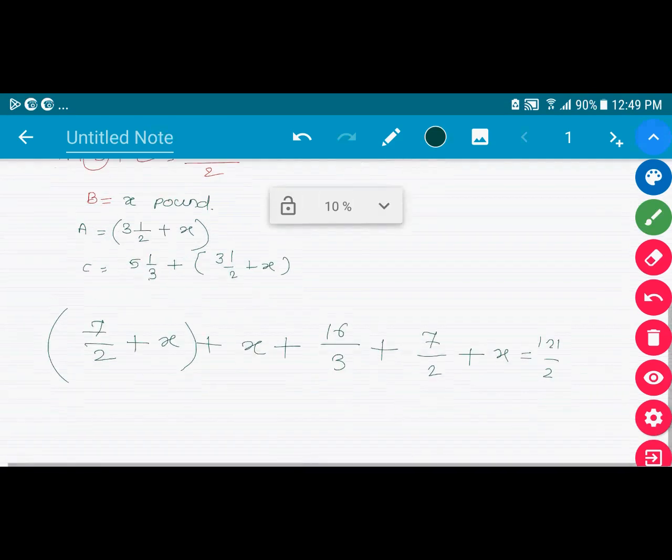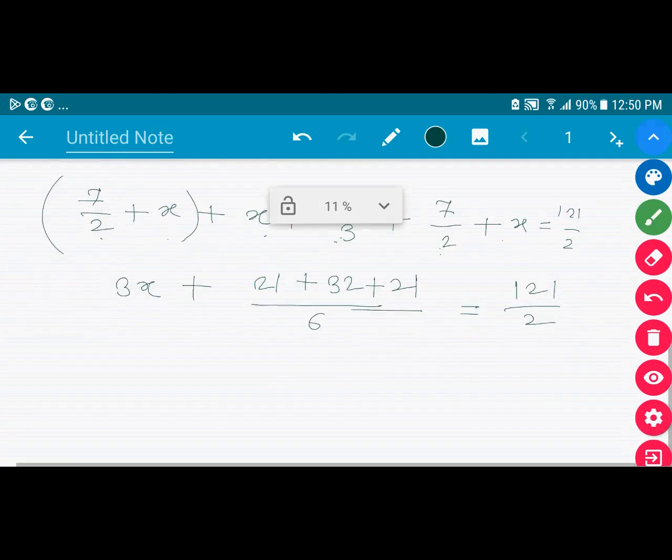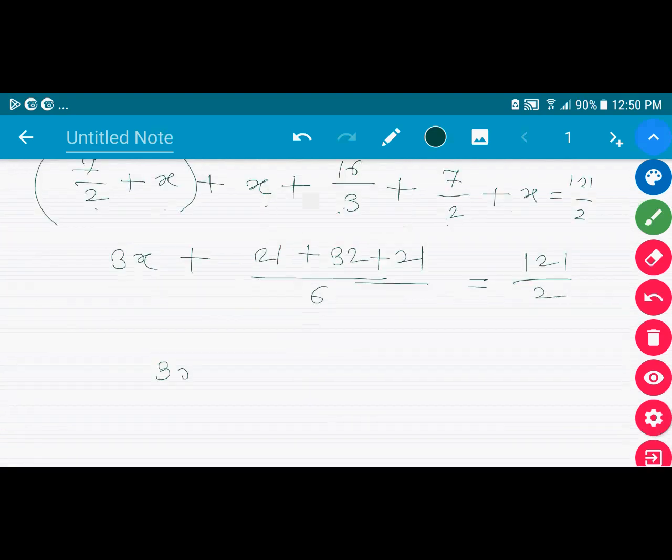Now this x and this x become 3x plus 7 upon 2 and 16 upon 3. 2 and 3 have a common factor which is 6. So for this 7 upon 2 to become 6, we multiply here with 3, so it becomes 21. 16 2s are 32 and again 21 is equal to 121 upon 2. Now simplify it, so it becomes 3x is equal to 121 upon 2.